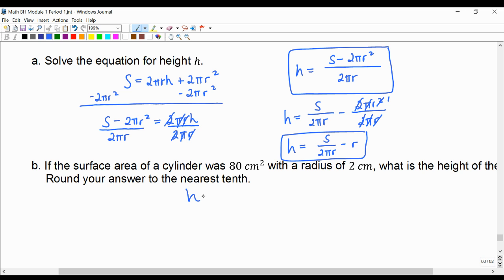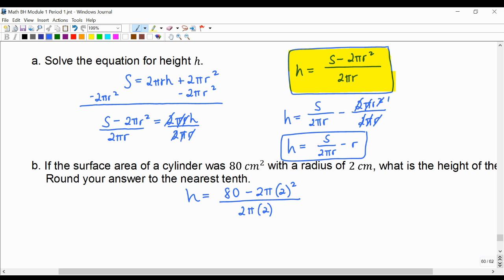So we're going to take our formula. You pick whichever one you want to use. I'm going to use this one. And we have 80 is the surface area. It also has units squared. And we're going to type this in a calculator and round to the nearest tenth. We're only rounding once. We're going to use the pi button.